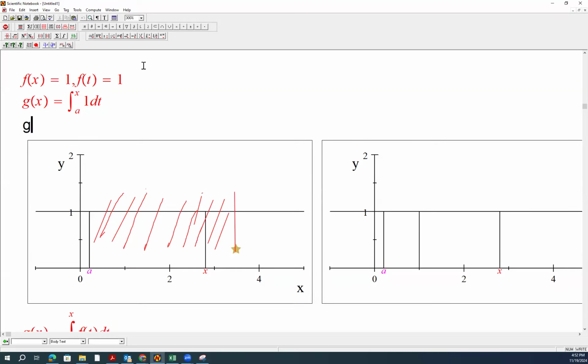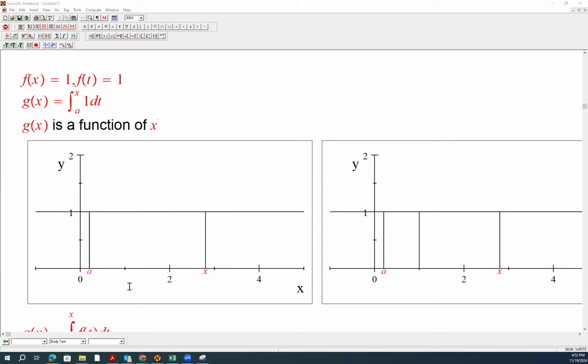So g is a function of x. Of course, that's why this explains why we use that notation. Okay, so this is g of x.